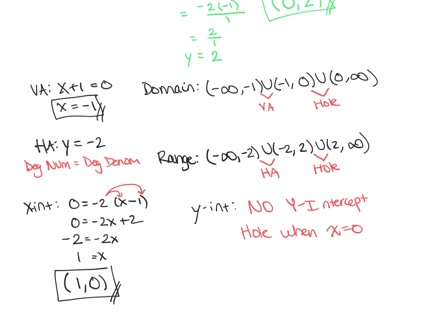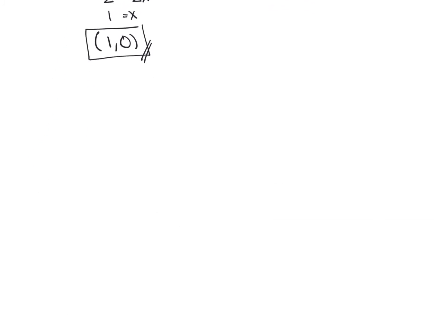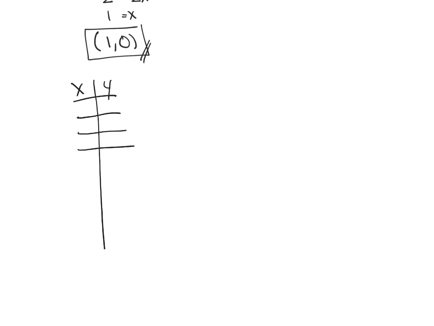Now let's get to making our table. So let's see, when we make our table, we're going to leave 1, 2, 3 blank spaces right before our vertical asymptote, which in this case is -1. Then I'll write asymptote to remind myself. And then 3 more blank spaces. And the reason that we do this is so that we have 3 points on either side of our asymptote to make sure we can see everything fully.